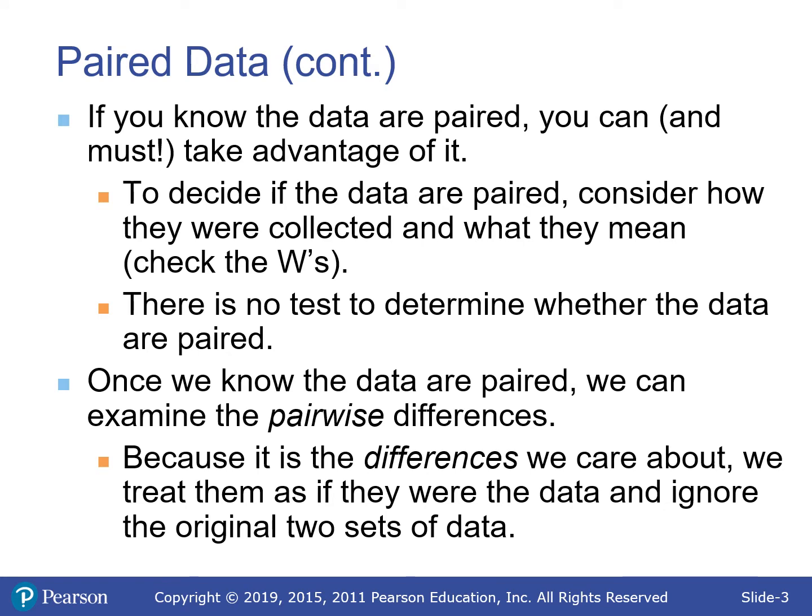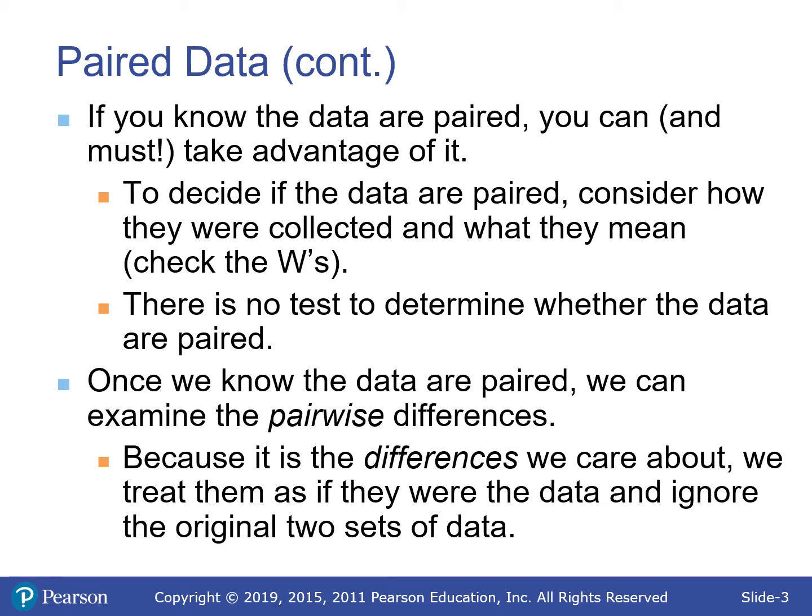So if you know the data are paired, you have to take advantage of that. You cannot use the 2 sample tests like we used in the last chapter because they are not independent. That was a huge condition for those 2 sample tests. So to decide if they're paired, you have to look to see how they were collected. There's no test that'll tell you if they're paired or not. So it's in the context of the problem.